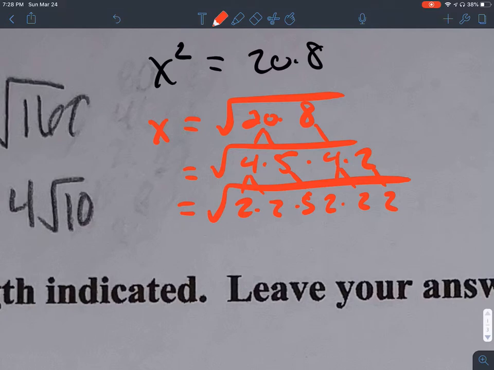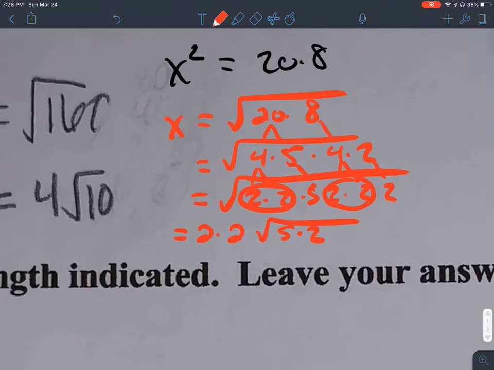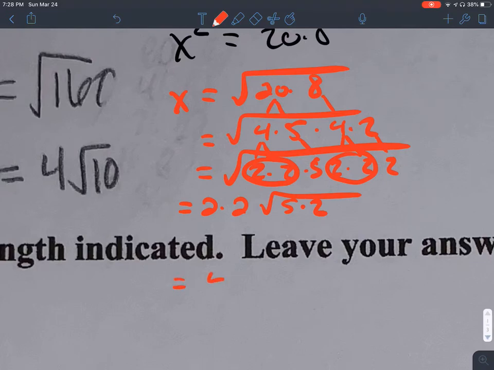Now, since it's a square root, I want pairs of the same number. A pair of 2s, a pair of 2s, no other pairs. For each pair, we put one number on the outside. I got 2 2s because I have 2 pairs. Anything uncircled stays on the inside. To finish this off, 2 times 2 is 4. 5 times 2 is 10.